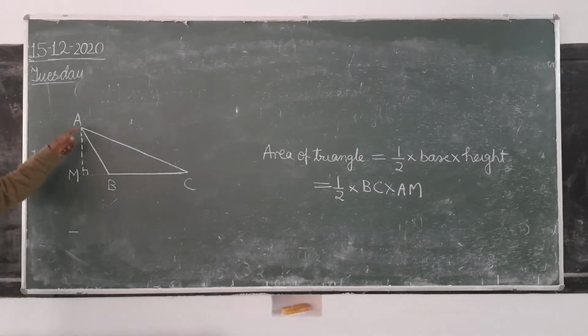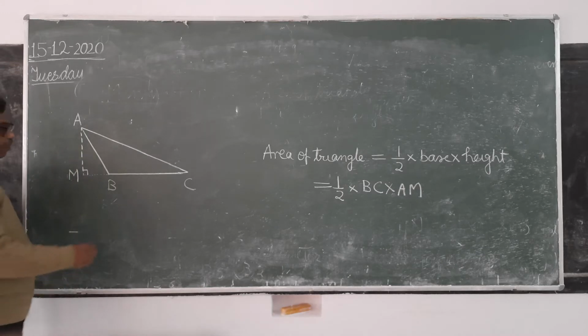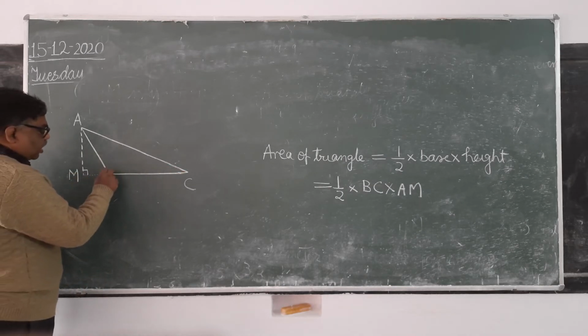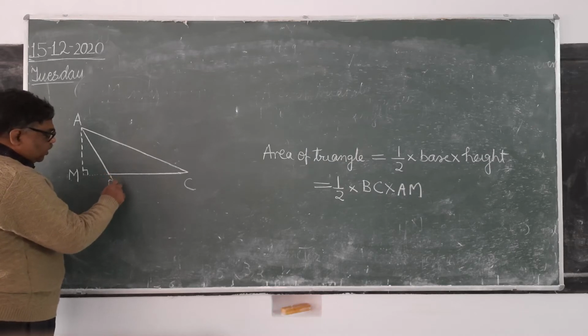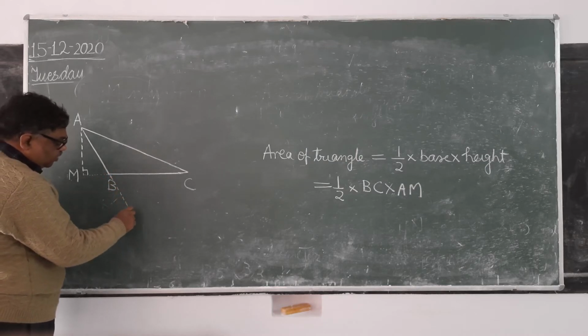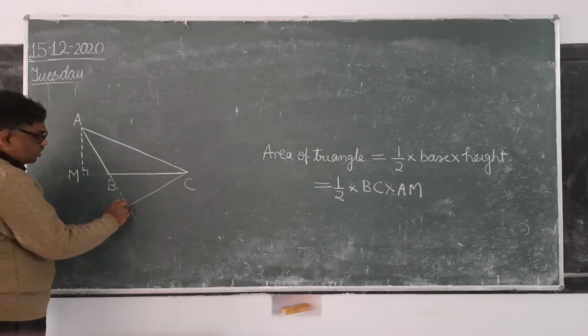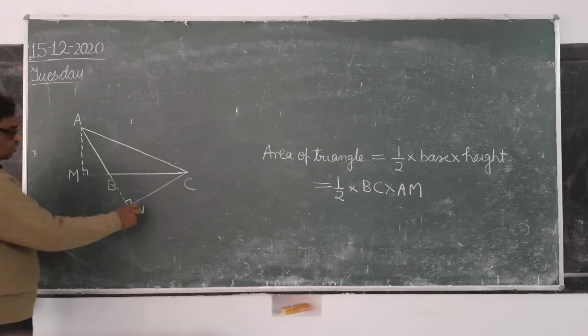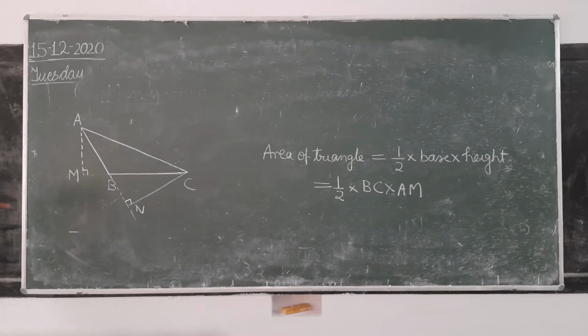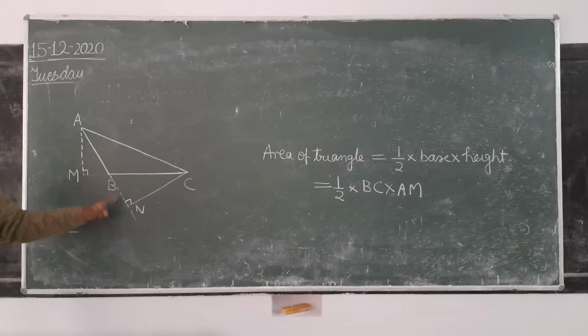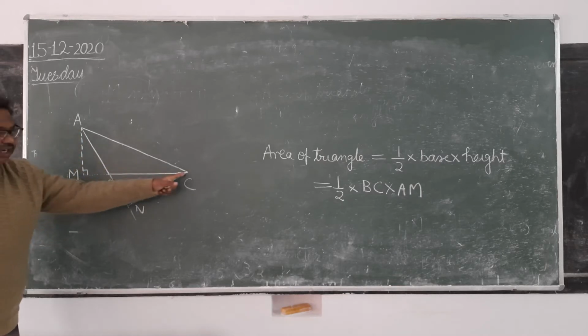Similarly, if you take AB as base, then what will be the perpendicular? The perpendicular will be drawn from C, which means this will be the perpendicular, that will be the height. When you draw the perpendicular from C, it is falling at this point. So this is the height corresponding to AB. Which means corresponding to the base AB, height is CN.